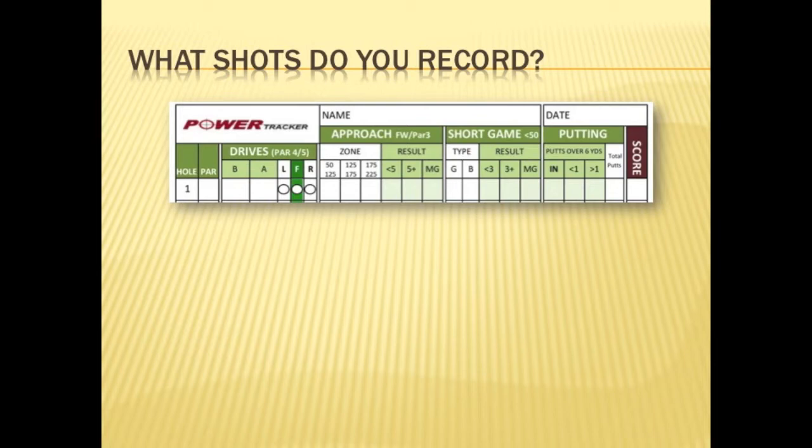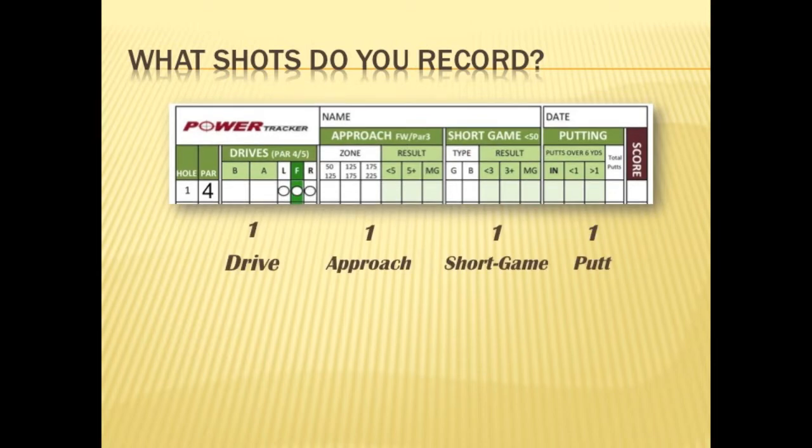With Power Tracker, you do not record every shot played. You only record one drive, one approach, one short game, and one putt per hole. Let's first look at how to power track your drives.